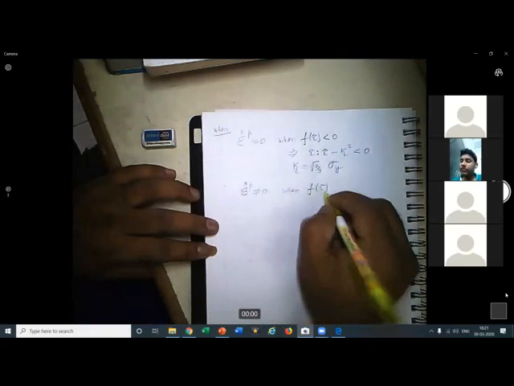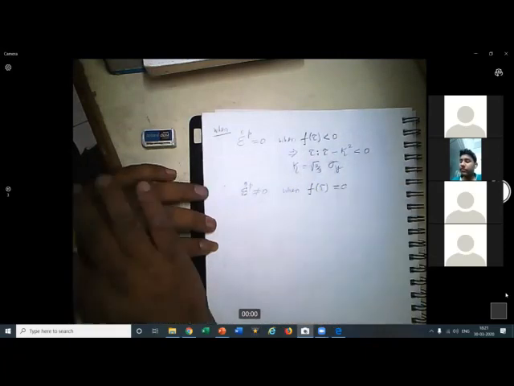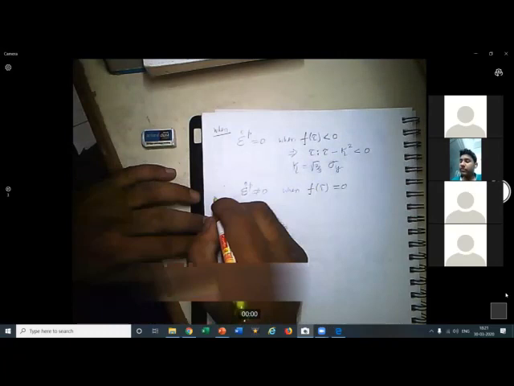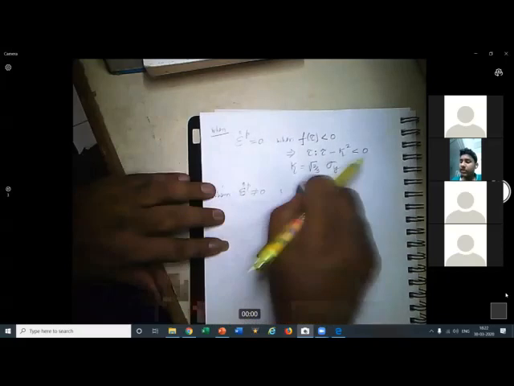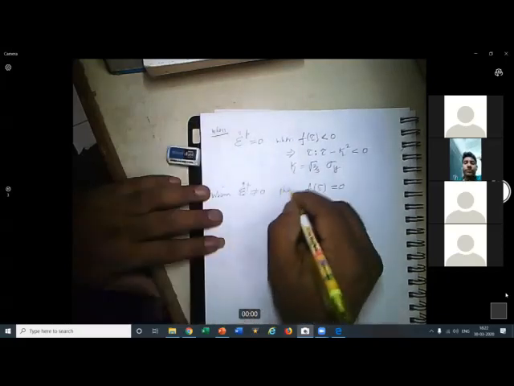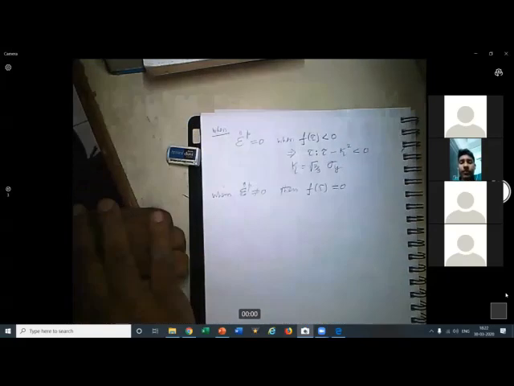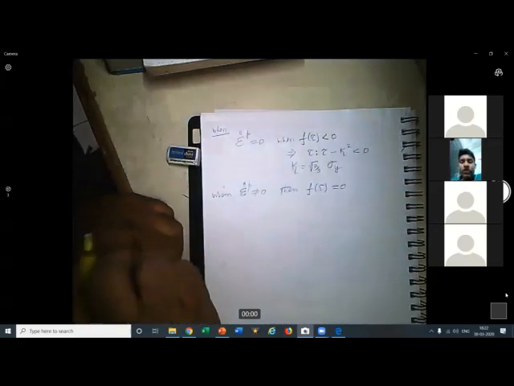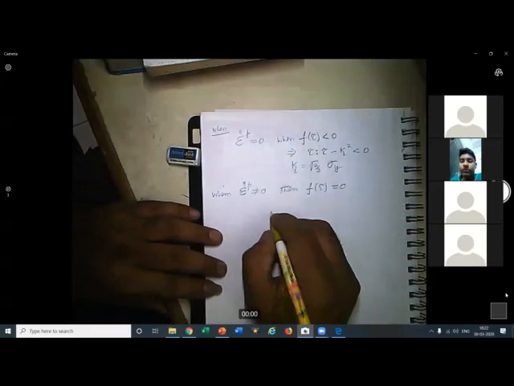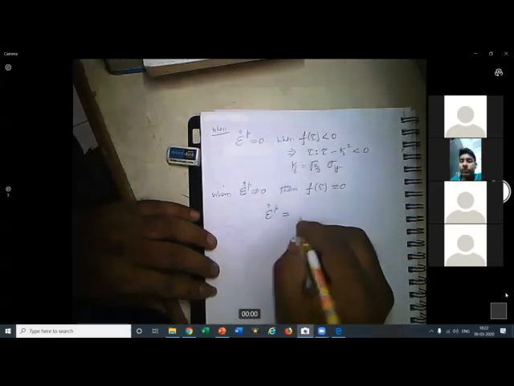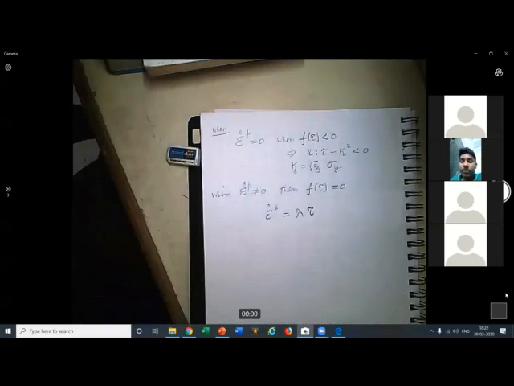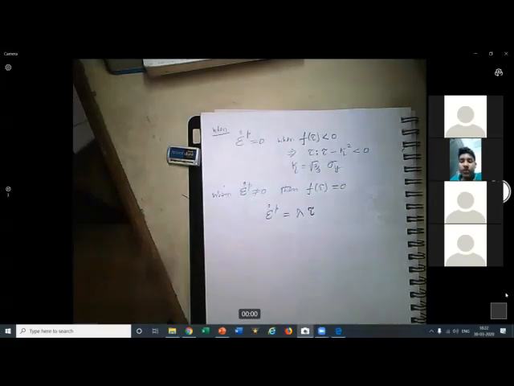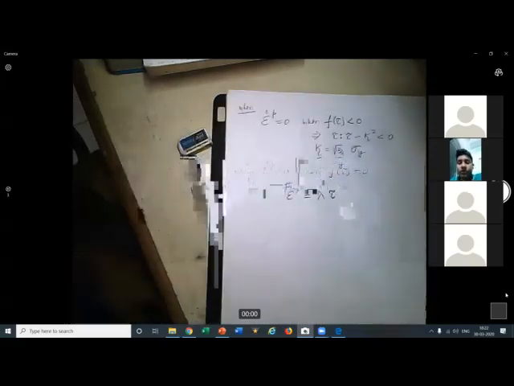And epsilon dot p is not equal to 0 when f of tau is equal to 0. When epsilon dot p is not equal to 0, f of tau is 0. We had one more condition. What was that? Epsilon dot p is also equal to lambda dot into f of tau. Correct?